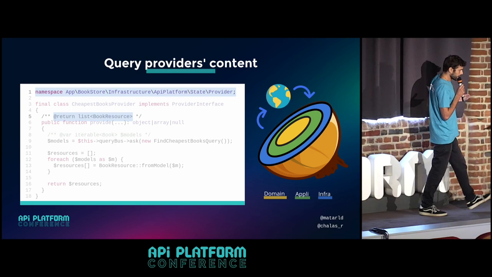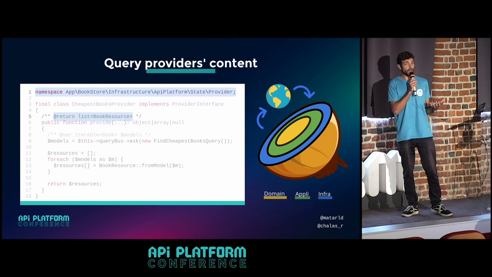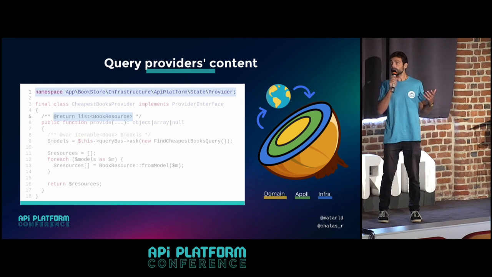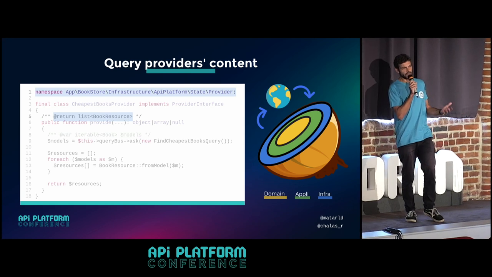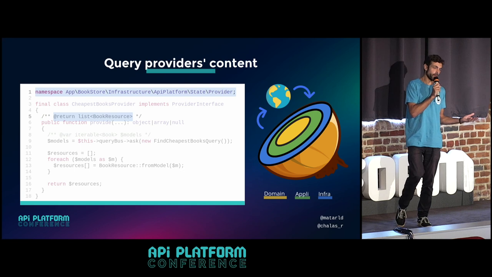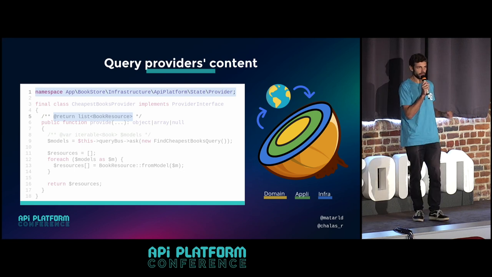As Robin explained, the only layer able to be aware of the outside world is the infrastructure layer. And that's why we have put the cheapest books provider under the infrastructure layer. That's the first thing.